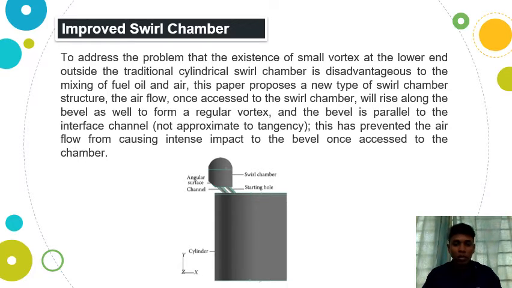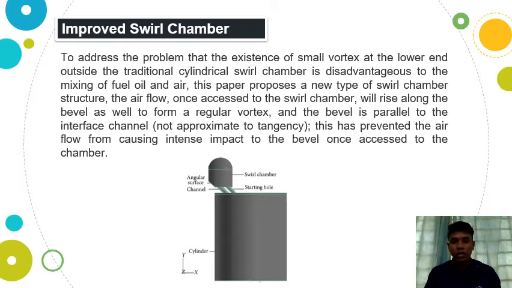The airflow, once it accesses the swirl chamber, will rise along the bevel to perform a regular vortex, and the bevel is parallel to the interface channel, not approximated to tangency. This prevents the airflow from causing intense impact to the bevel once it enters the chamber. The diagram below shows the improved swirl chamber.